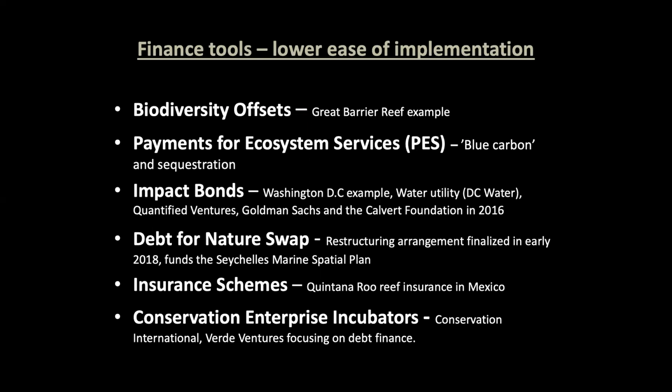Debt for nature swaps. This is a multiple party transaction where a debt of a country is forgiven or partially forgiven by its debtors in exchange for certain commitments to biodiversity conservation.